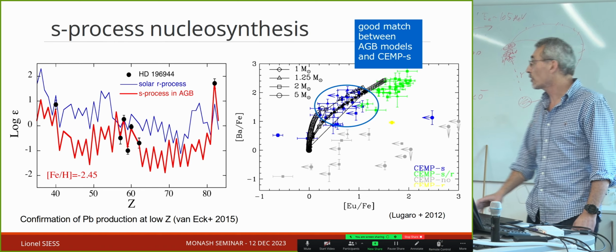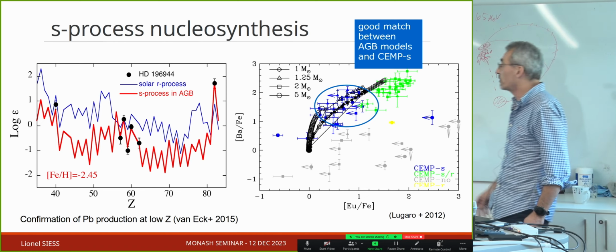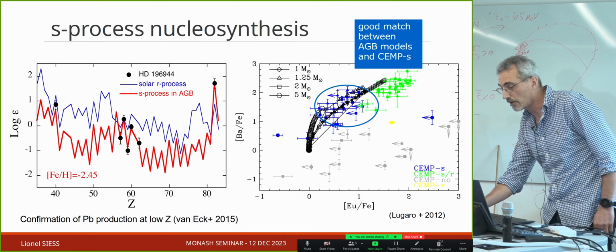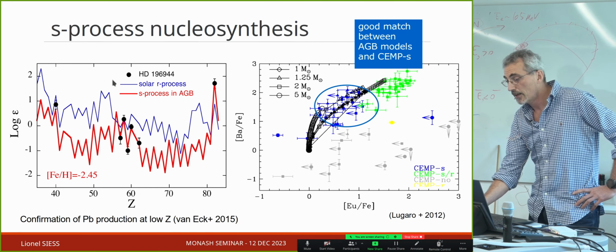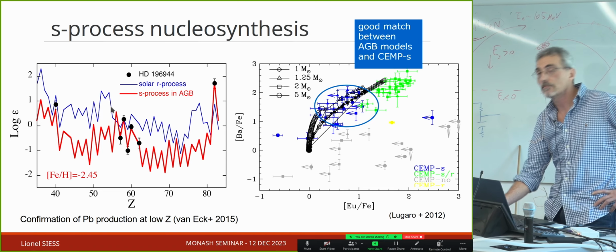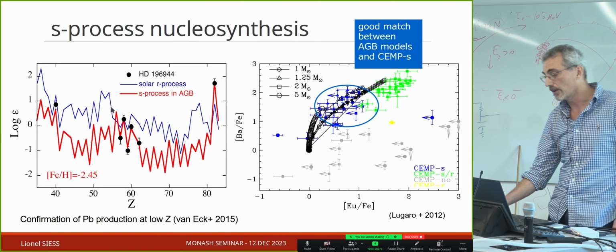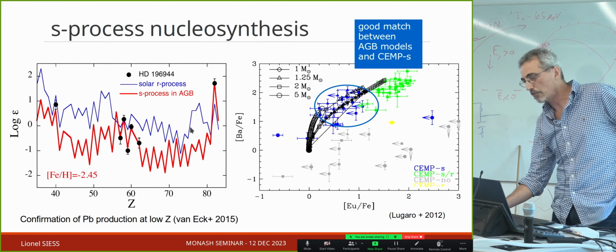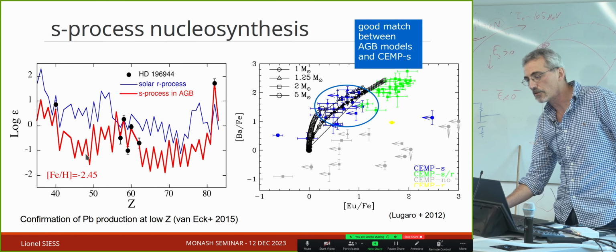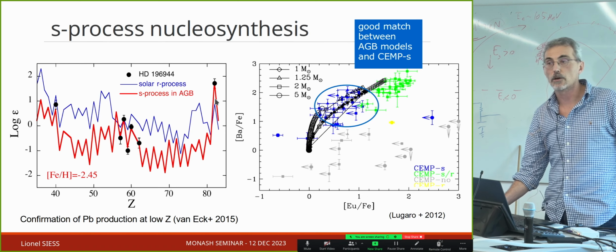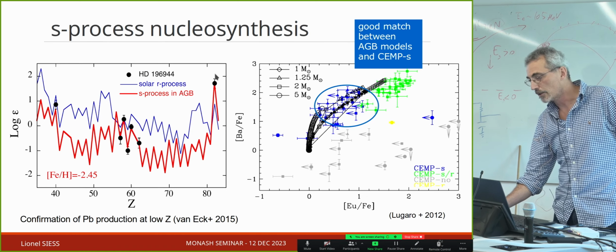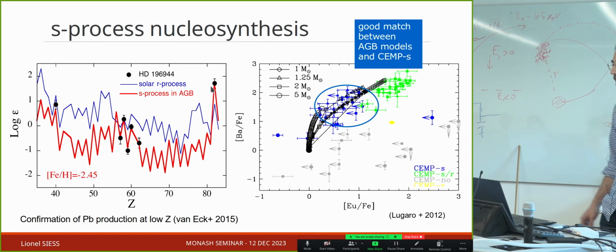And well, this S process works pretty well. This is an example of an AGB star, and in blue, this is the R process distribution, the solar R process distribution. I will come back to that later. And in red, this is the result of one simulation. And you see that we can fit most of the data points pretty well, including the production of lead.